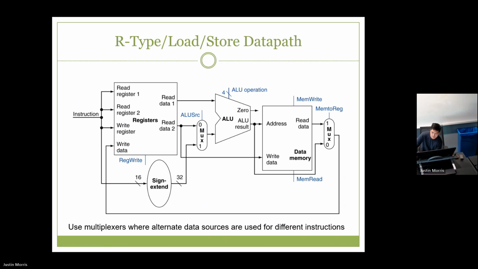In memory, for R type. For R type, RD is the destination. What's the write data? The output of the ALU. Yes, the output of the ALU, right here. And then what's the write data for loads? Just the load, because store doesn't have write data. Memory. Yeah, put them there.